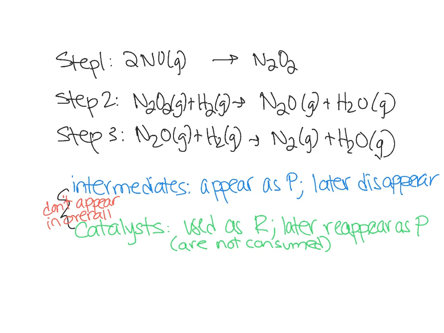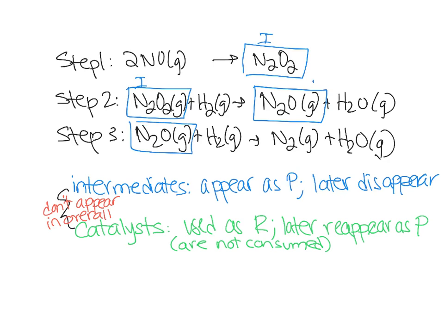So I can tell in my reaction above that I have 2 intermediates. Do you see how N2O2 shows up in step 1 and then it disappears again in step 2? So N2O2 is one of my intermediates. There's actually a second intermediate, and you may have spotted it already. N2O appears in step 2, and then it disappears again in step 3.